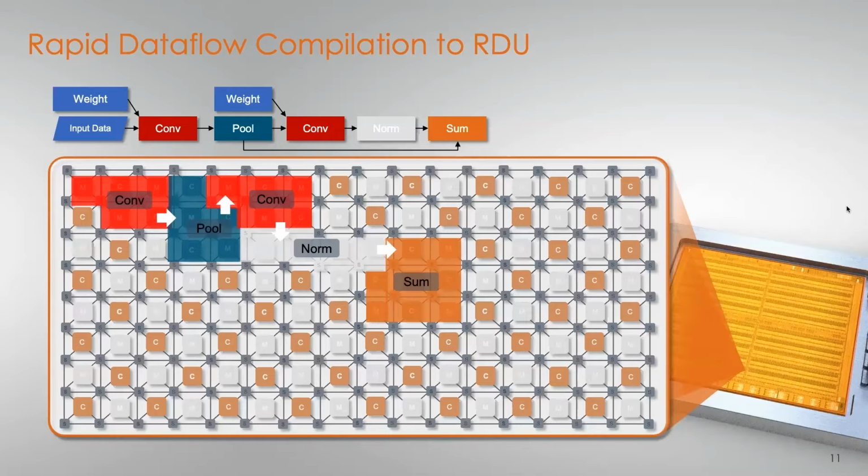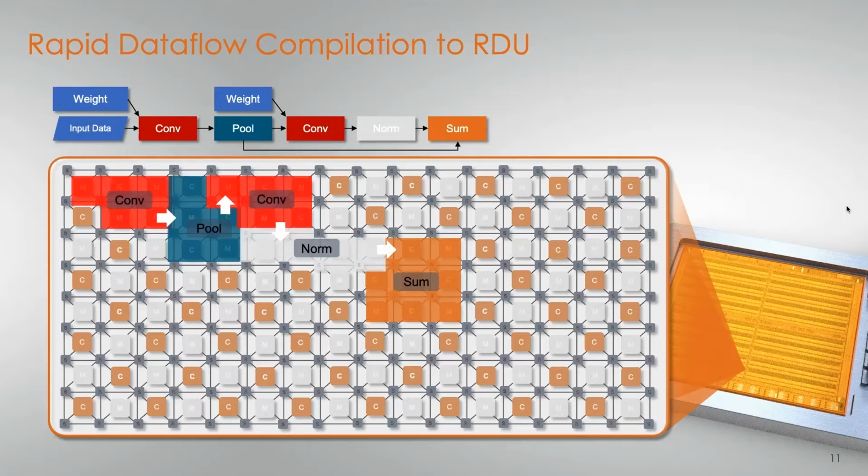If what I said previously was not clear, hopefully this slide and this figure will make it a bit clearer. So here what you see on your screen is a two-layer neural network. This neural network consists of two convolution layers followed by a normalization and a summation layer. Now, on a GPU, this neural network would have been executed one operation at a time. So you would have your convolution operation executing first, then your pooling, and so on. However, with the compute capabilities that the RDU offers, we can actually map this entire graph onto our hardware spatially and execute all of these layers in a more efficient manner.